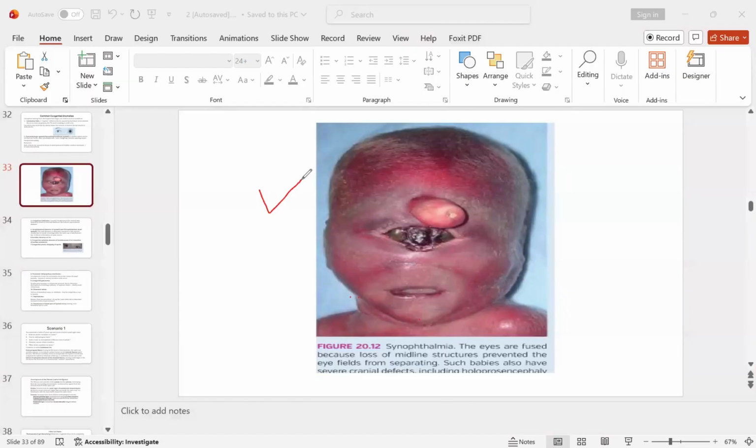So you can see in this diagram, this is synophthalmia. The two eyeballs are fused with each other because the loss of midline structures prevented the eye fields from separating. This is the reason behind the occurrence of synophthalmia. Such babies also have cranial defects, as I have mentioned in the last slide. What these defects are: number 1, holoprosencephaly, and number 2, proboscis.